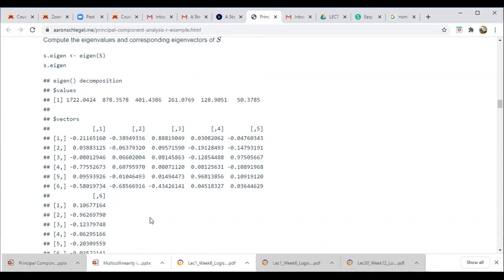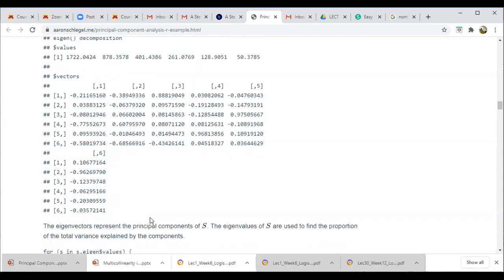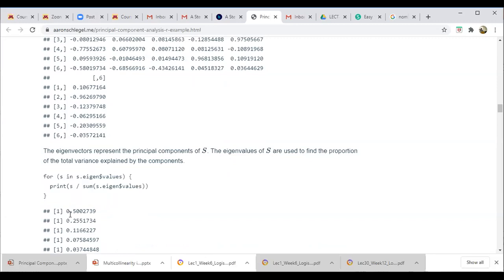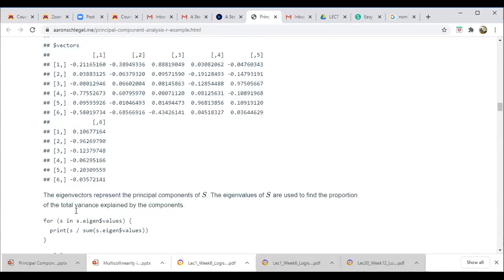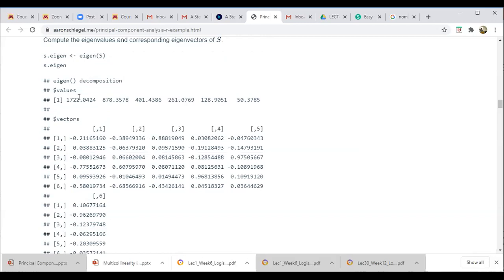Now, how do I obtain this? Mathematically, how do I get the 0.5002739? How do I get this, okay? This is the code that I wrote, but if you want to compute that manually, you're actually going to come here. It's going to be this guy here divided by the total of all of them, okay? Divided by all of that.